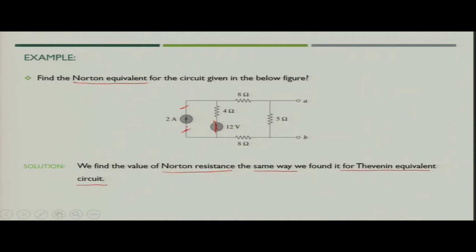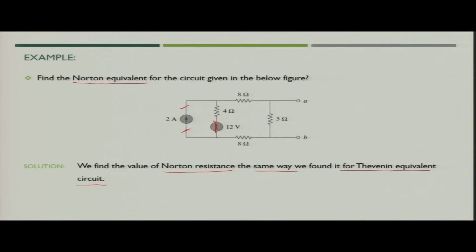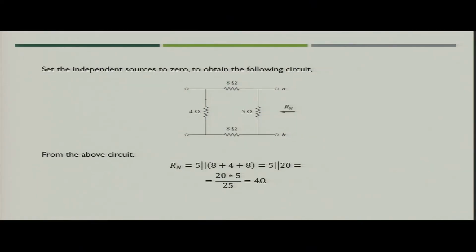So, what would be the updated circuit? The updated circuit would look like as shown in the figure, where voltage source is short circuited and current source is open circuited, and we are left with only the resistances. So, we have 4 resistances of 8 ohm, 5 ohm, again 8 ohm and 4 ohm. So, these are in this combination.